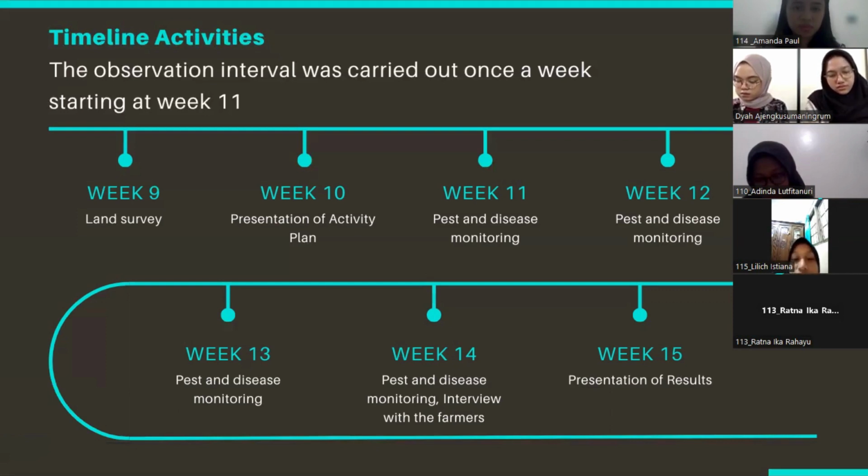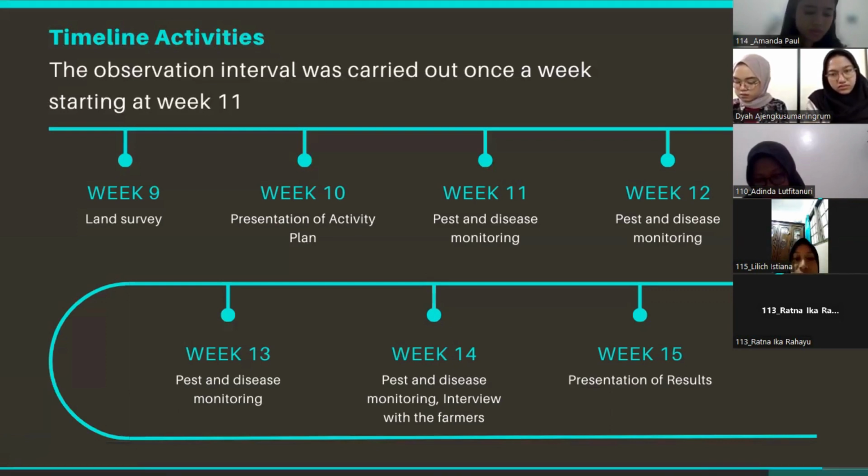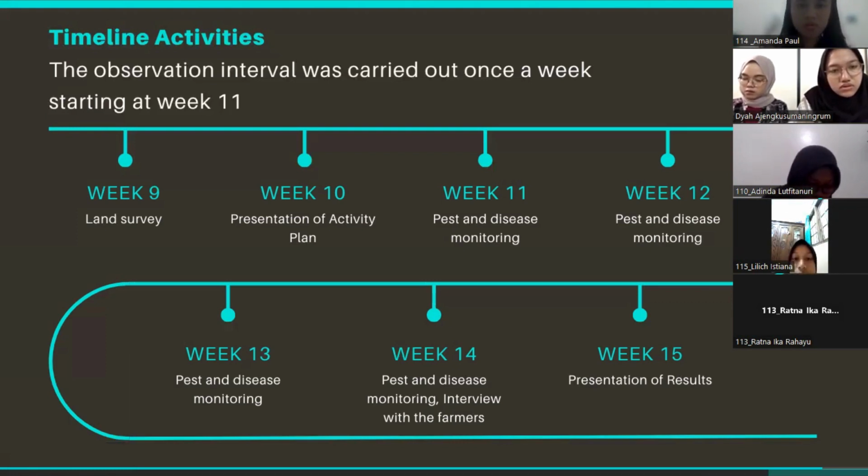for four weeks. So we start pest and disease monitoring in week 11 until week 14. And in week 14, we do the pest and disease monitoring and interview with the farmer about the plant condition as well as the cultivation technique used. And then for week 15, we do the presentation of the result. Okay, next.